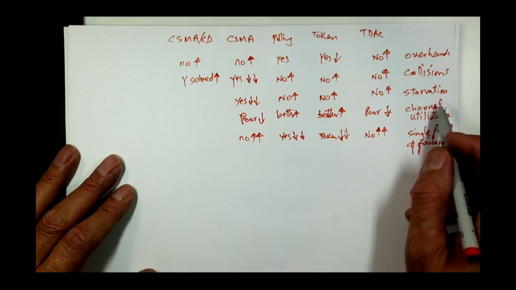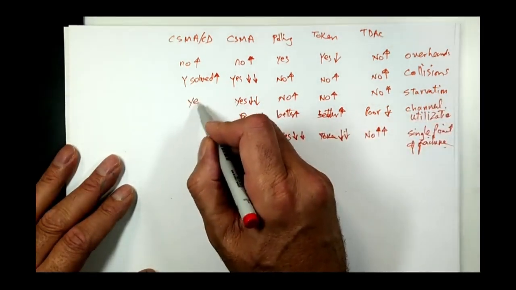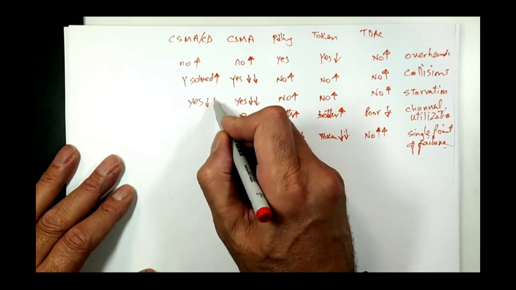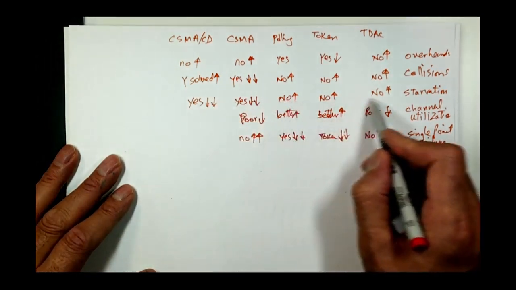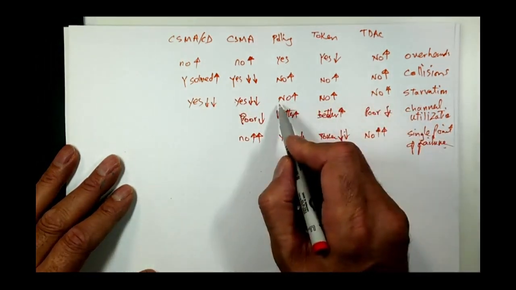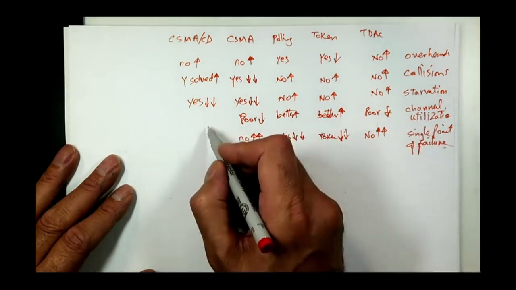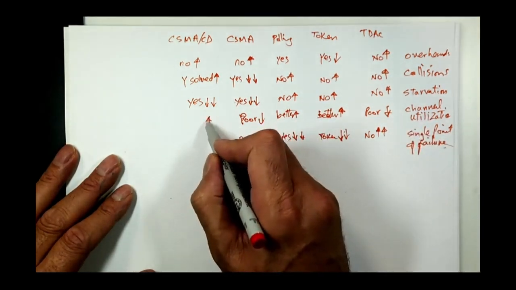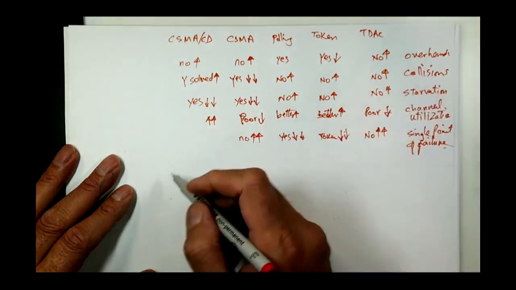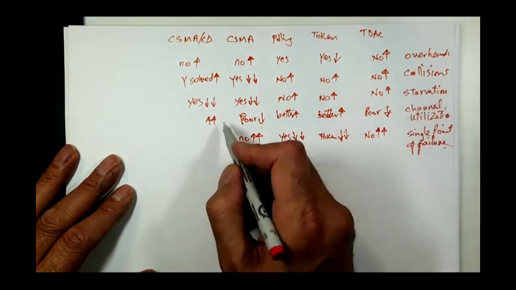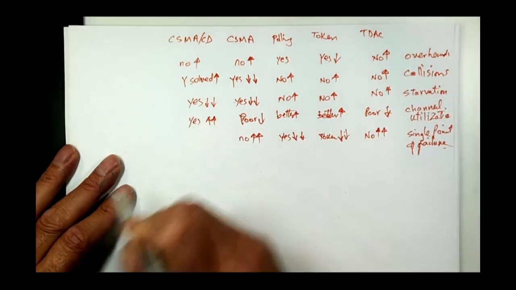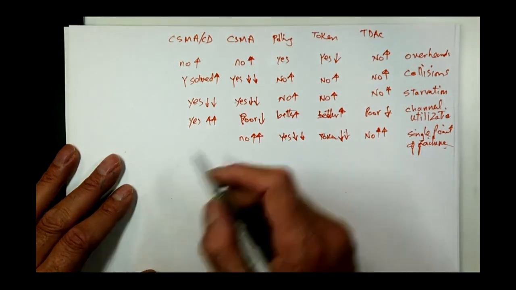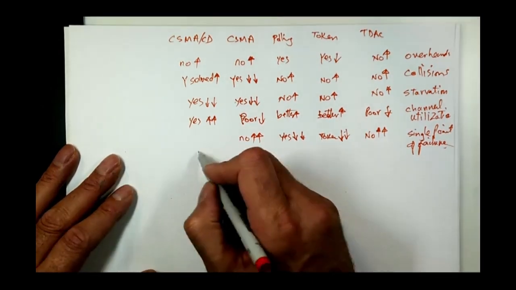Are we likely to be starved? Yes. If you are unlucky, you can be starved here. You can never be starved with the take turns. Channel utilization is very good, better than possibly most of the others. Yes, fantastic, very good. Single point of failure? No.